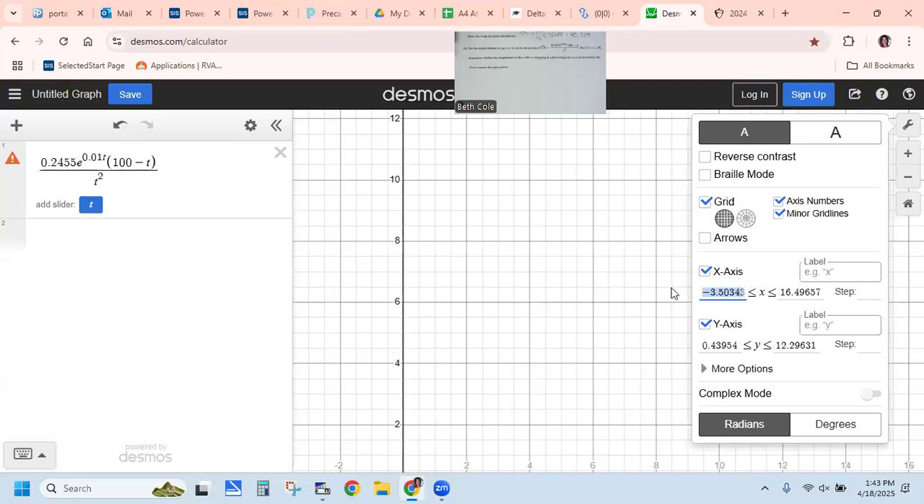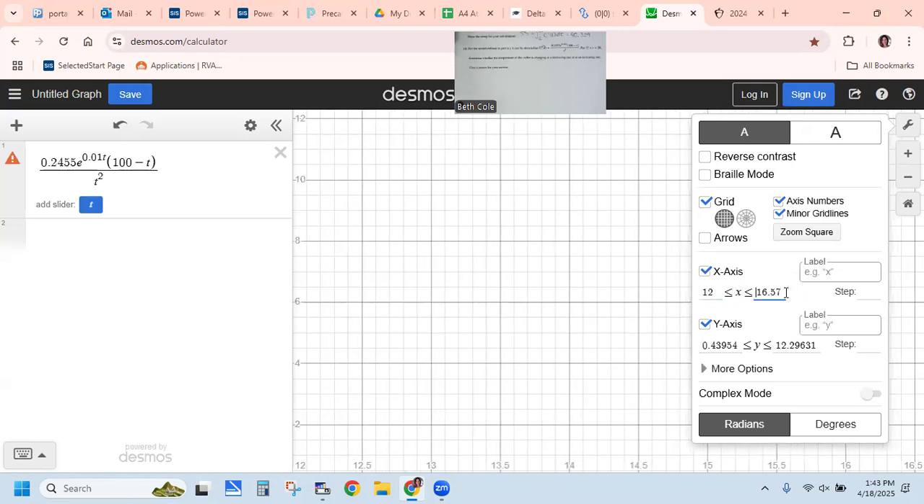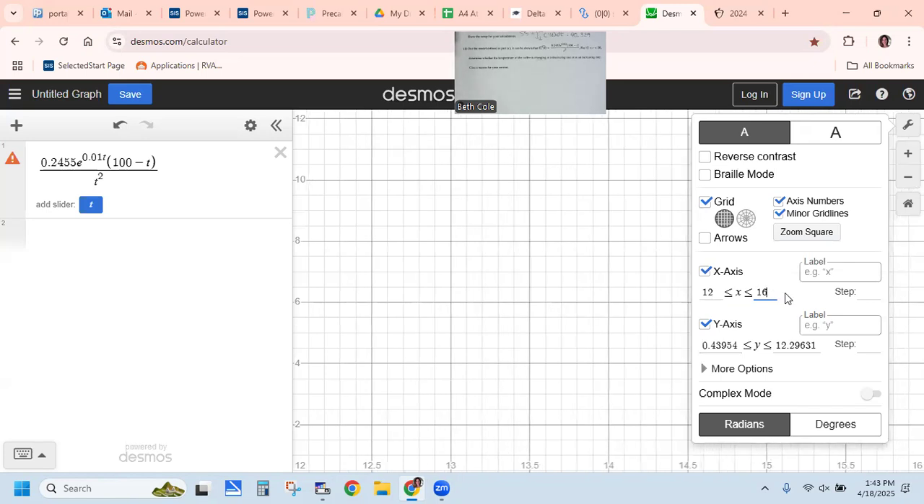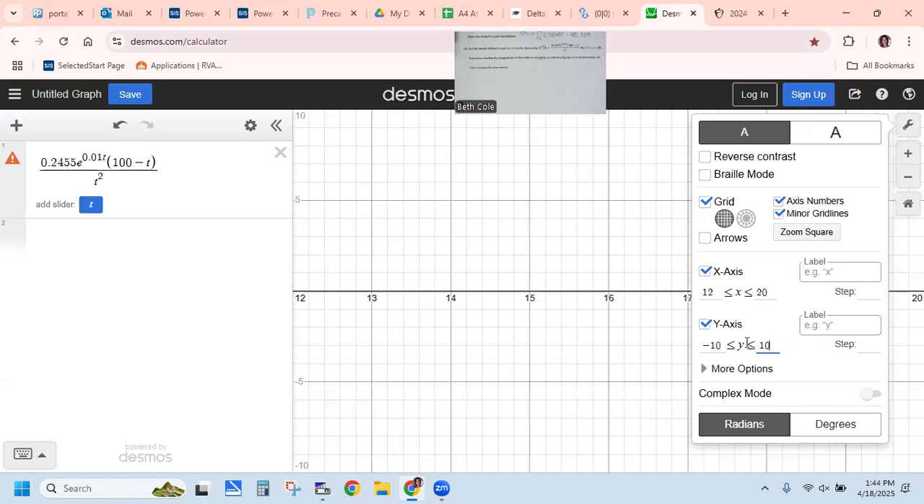I want my x-axis to be whatever the interval was they gave, so it was 12 to 20. Do you see how I'm changing this? 12 to 20, and it still didn't show up. So I'm going to make my y's be negative 10, 10. It's always a good place to start. You can change it from there. Why do I still not see the graph?